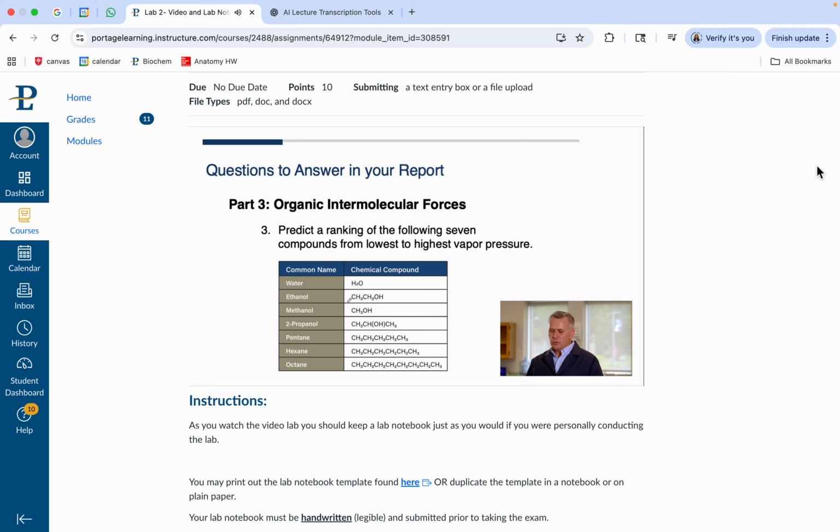And then finally, in this third part, we want you to rank the following 7 compounds from lowest to highest vapor pressure based on what we know about the intermolecular forces. The compounds that are illustrated right here, we want you to rank from lowest to highest vapor pressure, based on what we know about the intermolecular forces.